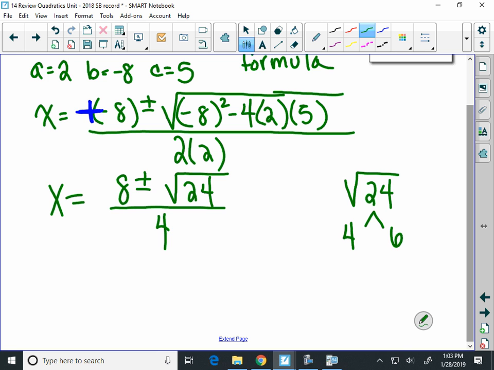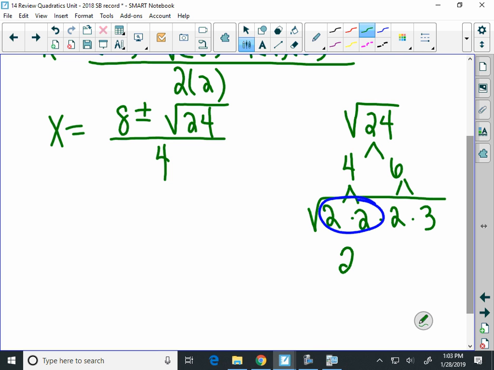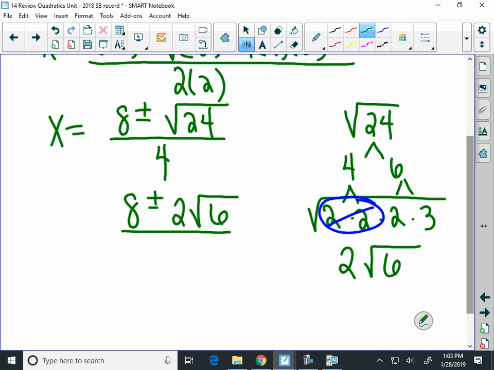So 24 is 4 times 6, which is 2 times 2 and 2 times 3. And what we need are two of the same value. Take out 1. We took it out, so maybe you want to cross that out. And then we're left with 2 times 3, which is 6. Make sure you multiply that. And when we put that value back in here, it's going to be 8 plus or minus 2 radical 6 divided by 4.